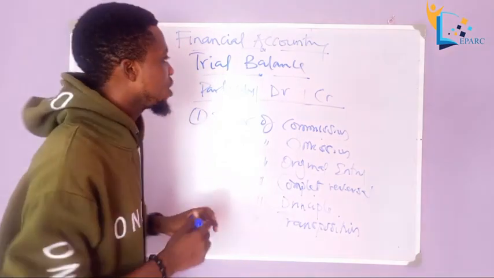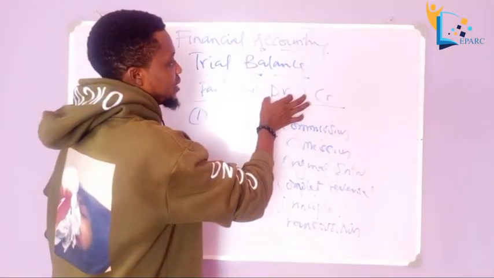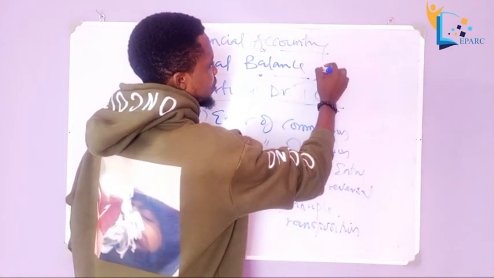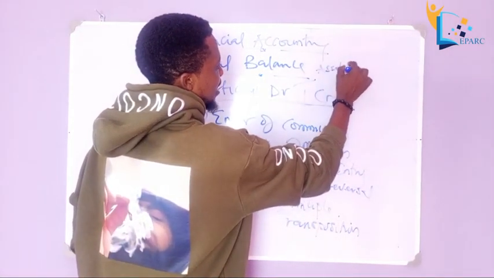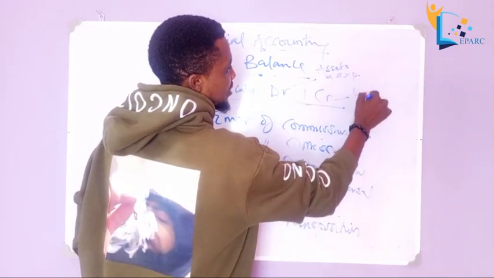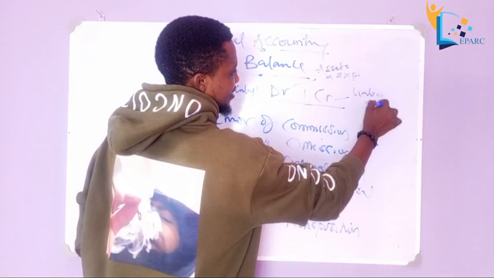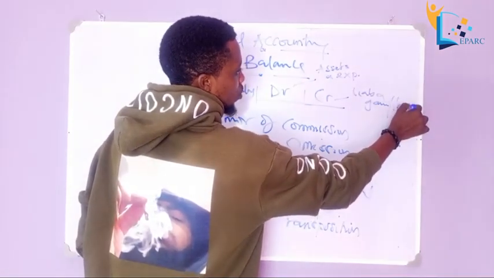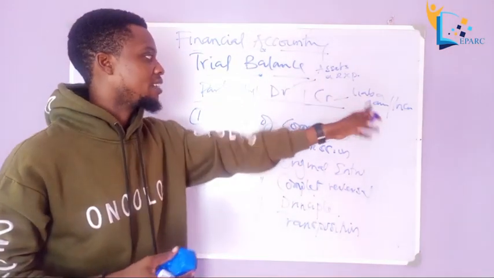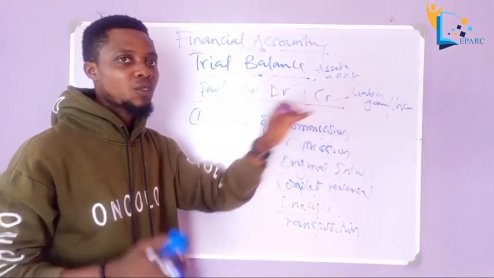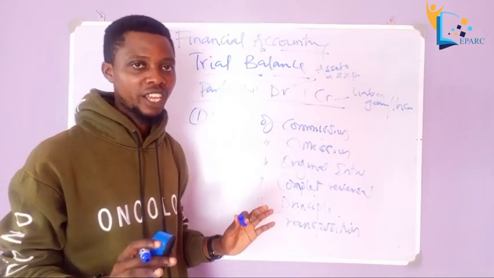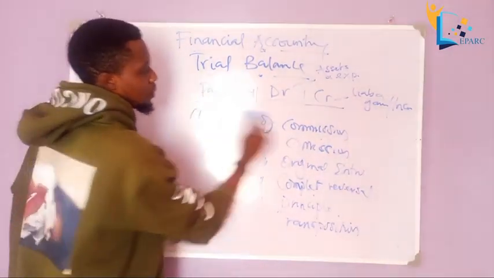All right, so for debit, we have assets and expense. Then for credit, we have liabilities and gain or income. These are balances that come in on the debit side and balances that come on the credit side. When we do final account of a sole trader, you will understand better. All right, so that's that about trial balance.